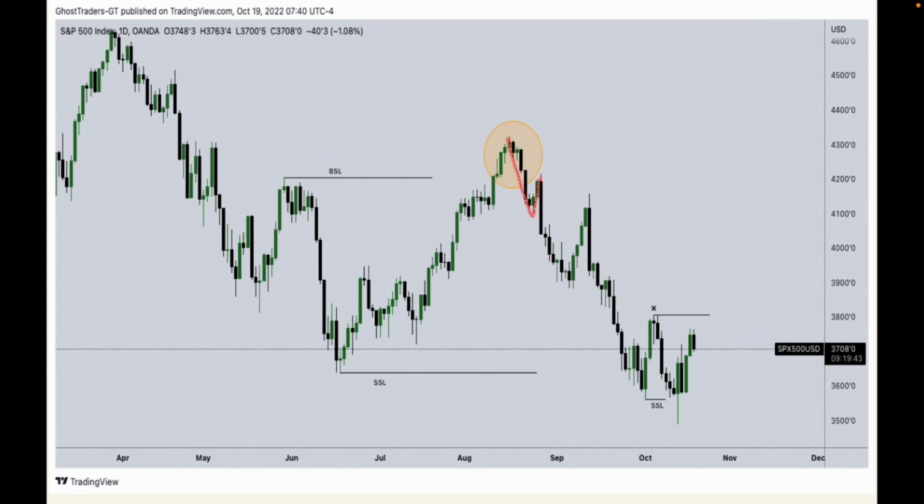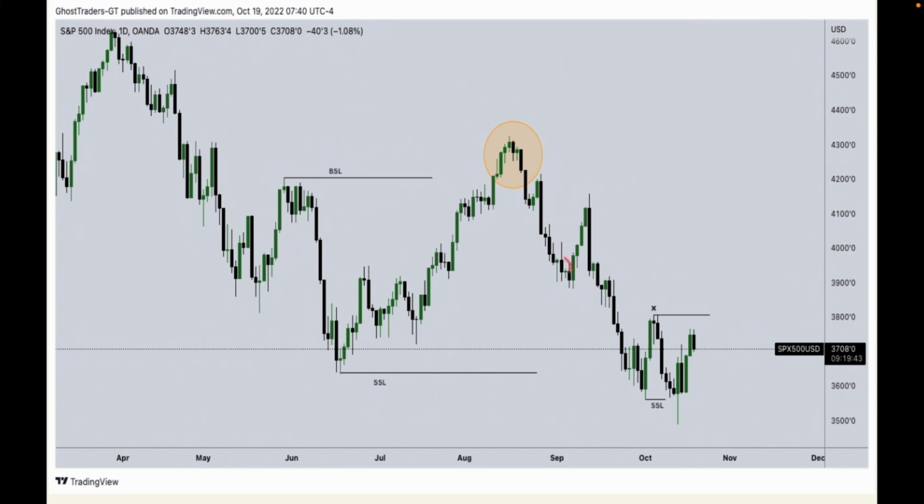pushing up a little bit. And then we have this low being created here, and then it pushed down and took out that low. So you can see that now we have a shift in market structure here, and then we have price pushing back to this level of our fair value gap or an order block here, or you can just call it a mitigation block.